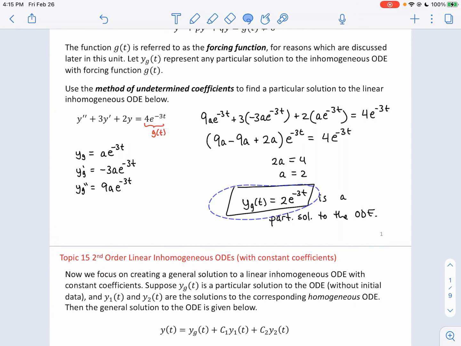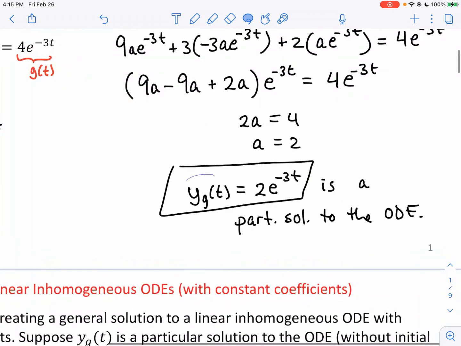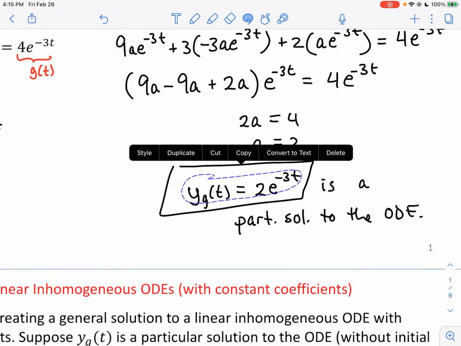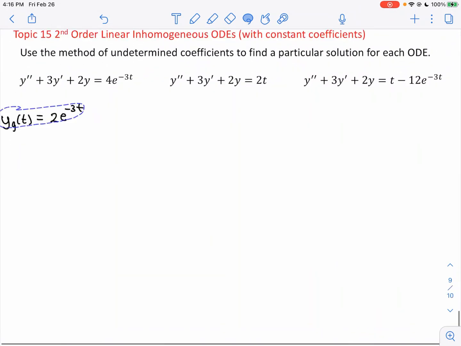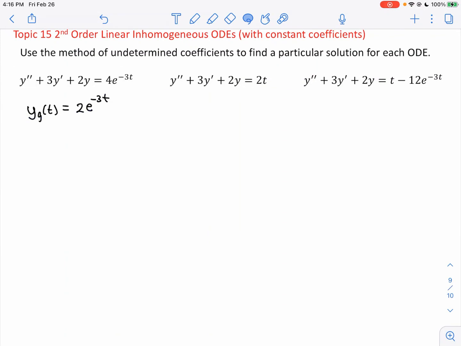And we already have a y sub g, so I'm just going to copy this. And so we don't have to do that twice. And paste that right there. So there's our y sub g.